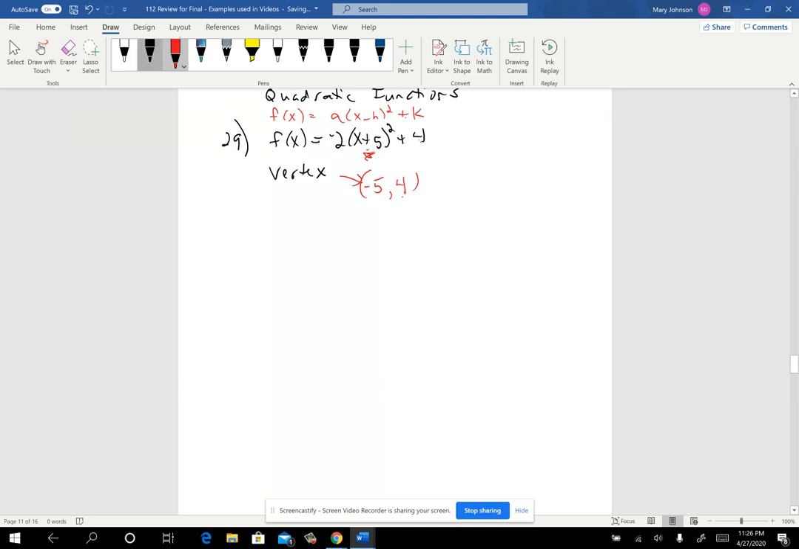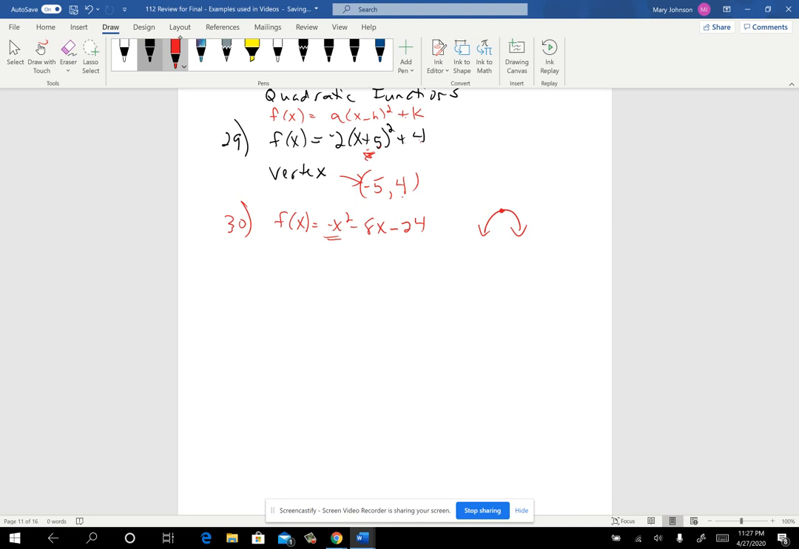Now, the reason they want you to find a vertex is that the vertex of a quadratic can help you find the answer to a question like this. They wanted to know the domain and range of a quadratic function. We can tell from this first term being negative and this being squared that this is going to be a parabola pointing down. So we're looking for that spot right there, the vertex.